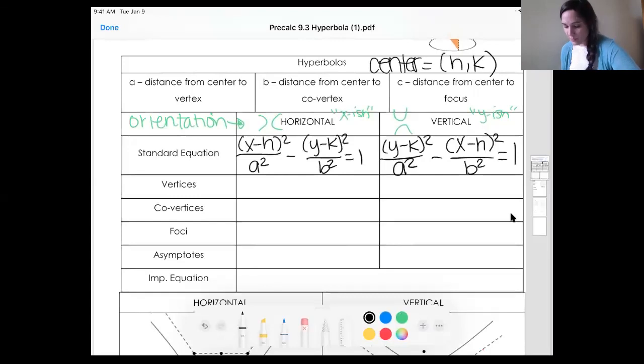Then we have a. So a is the distance from the center to the vertex. The vertex is actually a point that lies right on our branch. Then we have b. B is the distance from the center to the co-vertex. However, in our hyperbola, this co-vertex is kind of a phantom point. It's not an actual point on the hyperbola. It's just like a guiding point for me. And then c, that's of course our distance from our center to our focus.